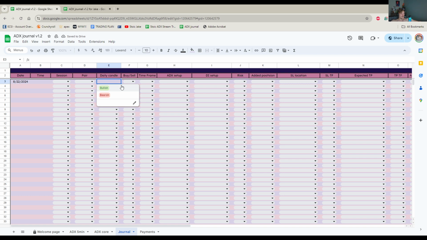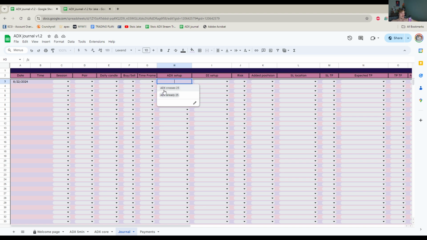Also, for daily candle, was the daily candle bullish or bearish when you took the buy or sell? For my strategy, it's buys when bullish, sells when bearish for the ADX. Buy, sell for this as well. Was it a buy or was it a sell? Time frame, 5-minute or 15-minute, for the ADX and the ADX core play.